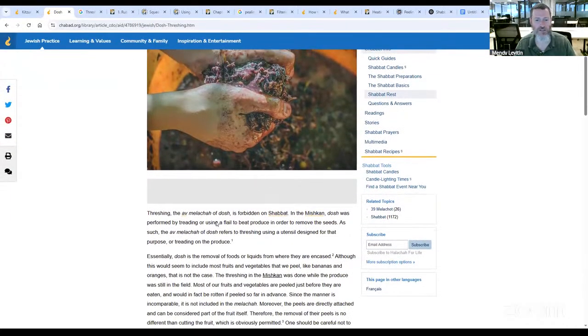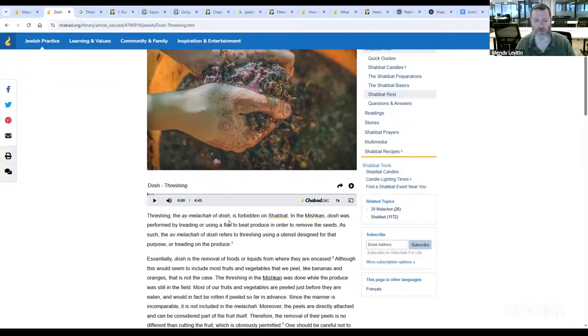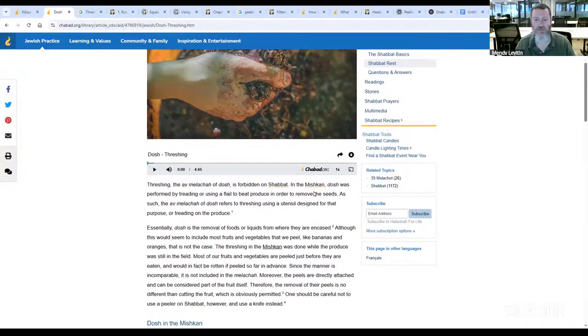So it says threshing is an av melacha, which is of dash. It is forbidden on Shabbos. In the Mishkan, dash was performed by threshing or using a flail to beat produce in order to remove the seeds. The problem over there is dash itself is used with a tool, meaning there's a tool to use it. So that's the av melacha. As such, the av melacha of dash refers to threshing using a utensil designed for that purpose. There's a footnote here. It has to be designed for that purpose.